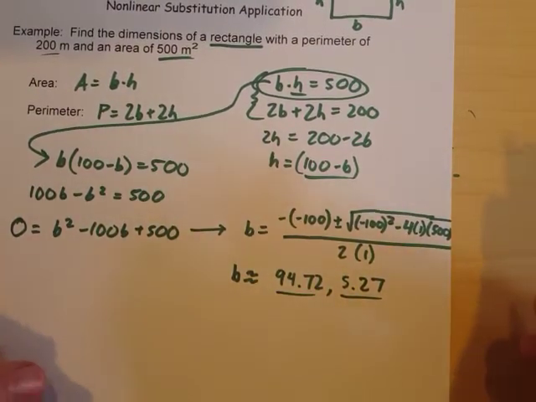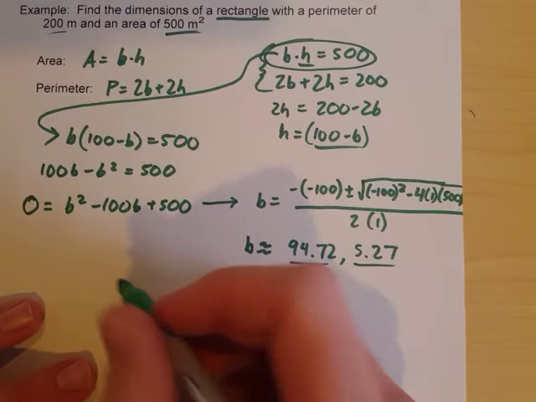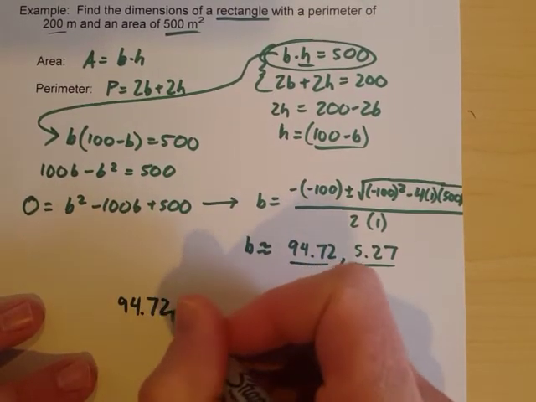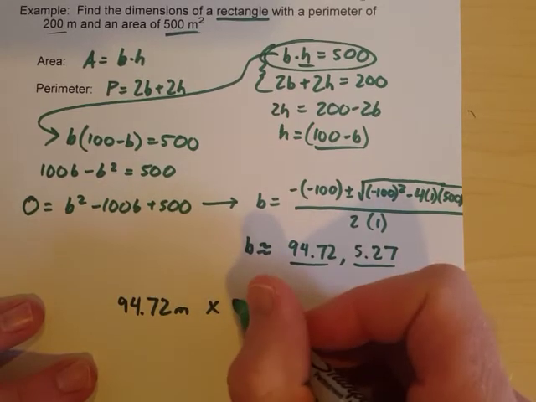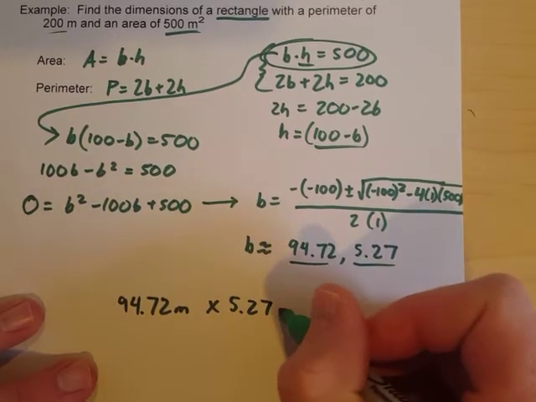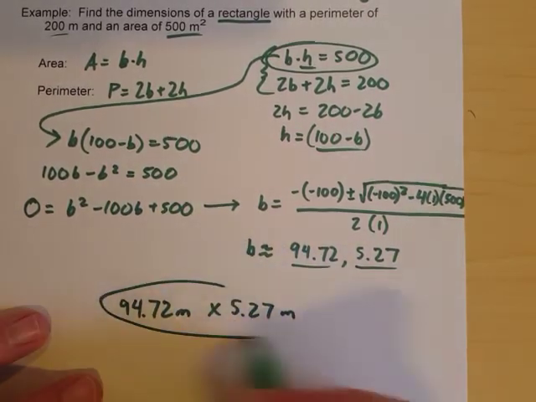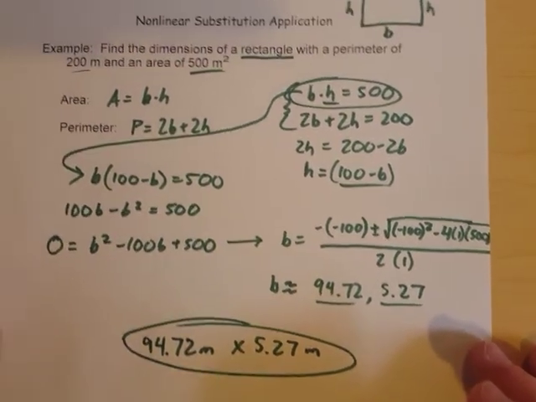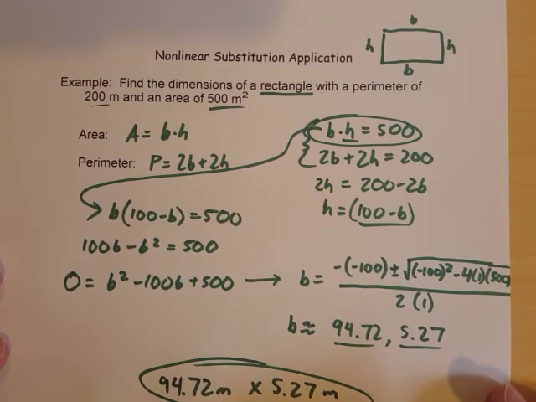So what we can say then, knowing that is our garden, is going to be 94.72 meters by 5.27 meters. It doesn't really matter what order they're in or which variable they represent, because it's just one or the other, no matter what you do in this case.